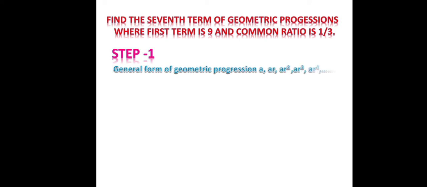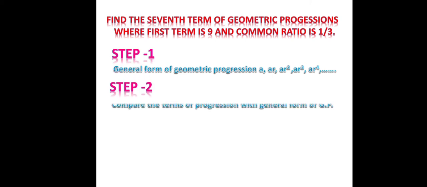Let's take another problem where we need to find the seventh term of the geometric progression when the first term is 9 and the common ratio is 1 by 3. So same as the previous problem, we need to write the general form of the geometric progression A, AR, AR square and so on. Then in the second step, we will compare the terms of the geometric progression.